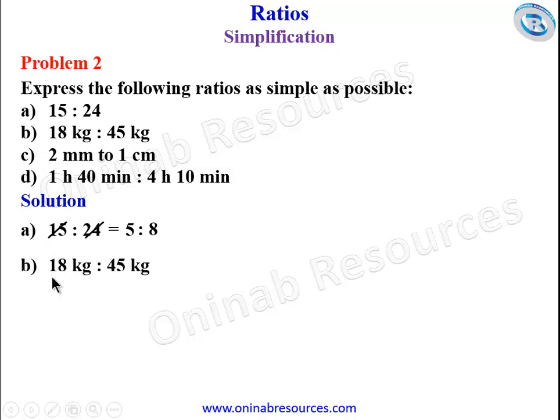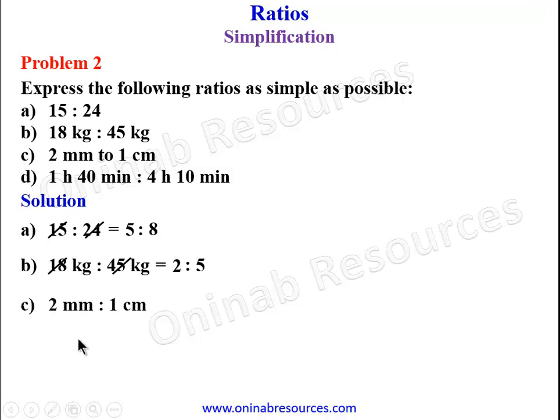So we go to B. This is 18 kilograms ratio 45 kilograms. This one now has units. The units are the same. If the units are not the same, we change it to the same unit. So on that note, you can see 18 is divisible by 9, 45 is divisible also by 9. So we're going to divide the two numbers by 9. 18 divided by 9 gives 2. Ratio 45 divided by 9 gives 5. So we have 2 ratio 5.